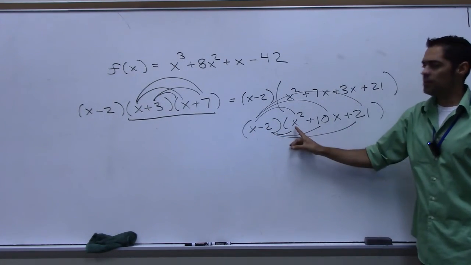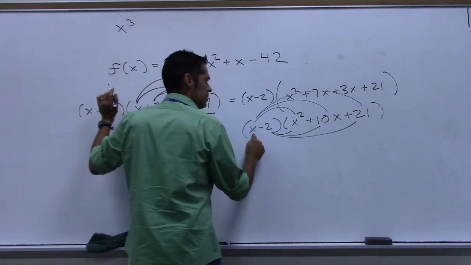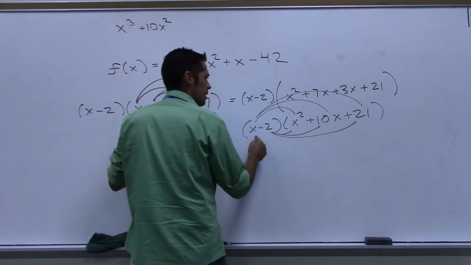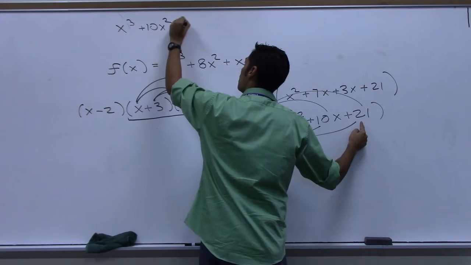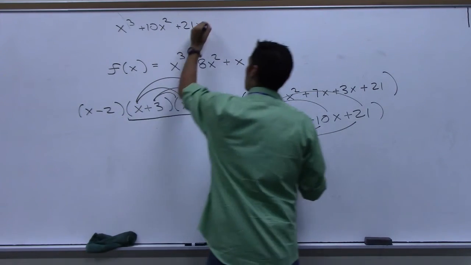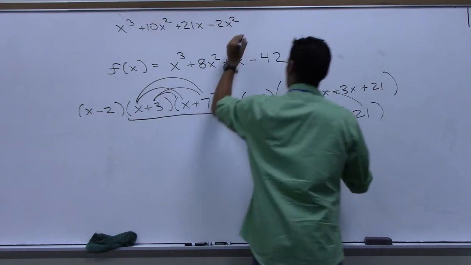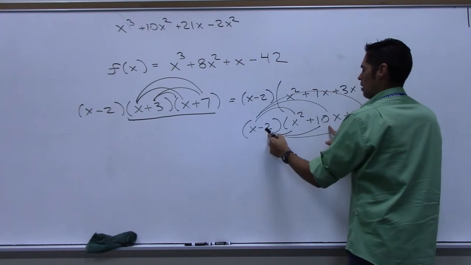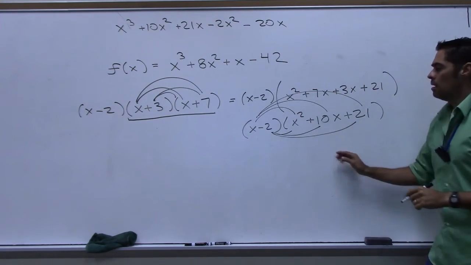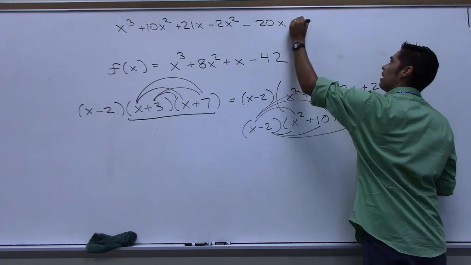What's x times x? X cubed. X times 10x, 10x squared. X times 21, 21x. Okay, negative 2 times x squared, negative 2x squared. Negative 2 times 10x. Oh, wait, did I do that one? No. That's negative 20x, right? And then negative 2 times positive 21 is negative 42.